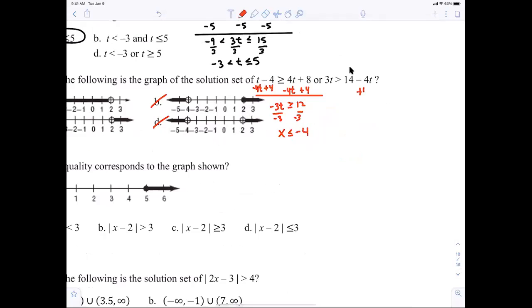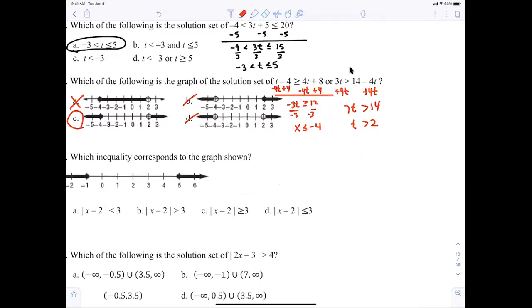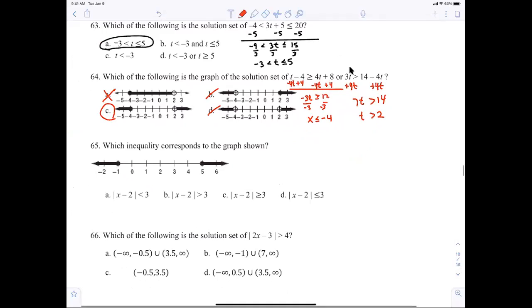So you add 4T to both sides. So 7T is greater than 14, divide by 7, T is greater than 2. So now open circle at 2. You with me on that? This was actually an SAT question.